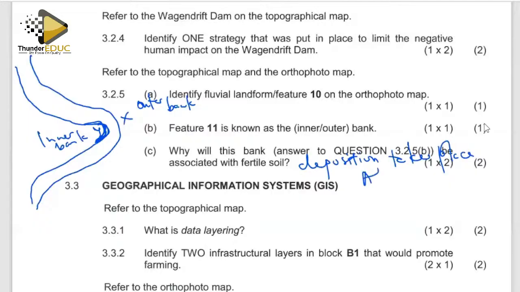The alluvium which is deposited will be having nutrients, and apparently it's going to lead to fertility of this. On this side, on the outer bank, there's erosion taking place, and here on the inner bank, deposition takes place. So because of deposition, automatically it means it is going to create fertile soils.